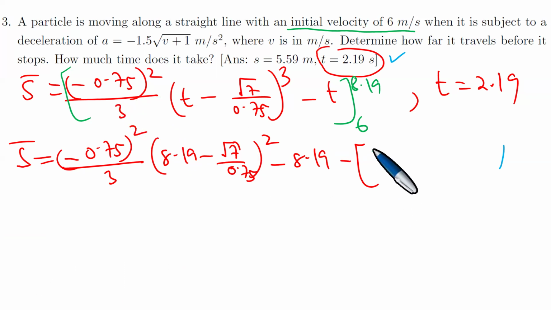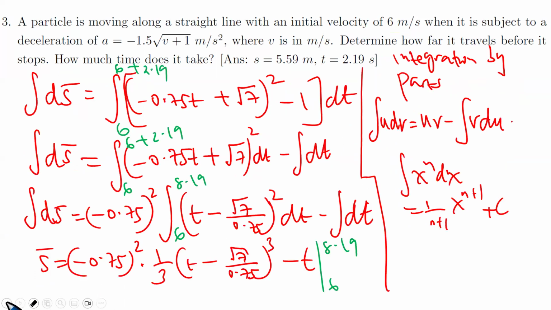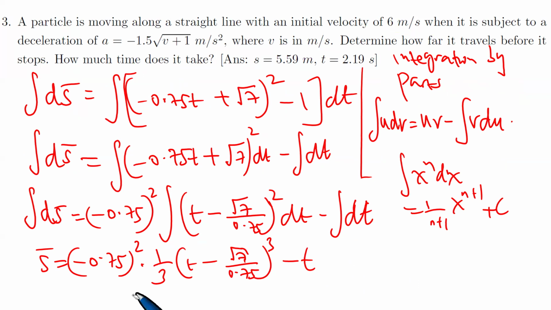Initial velocity 6. No, there's a mistake here. It must be from initial time 0, because yes, the initial velocity was 6, but the initial time was 0. Just check that. The initial time was exactly 0. I'm trying to establish why that is the case. I'm sure I'll get to the bottom of it.